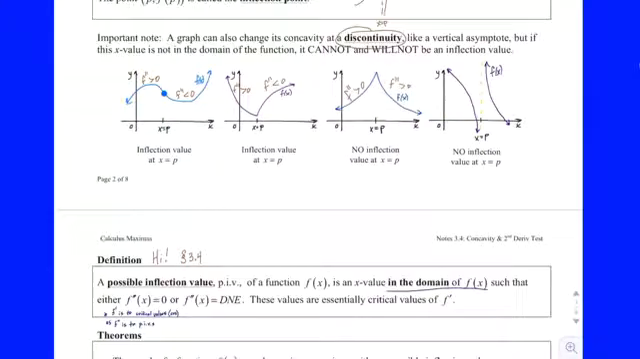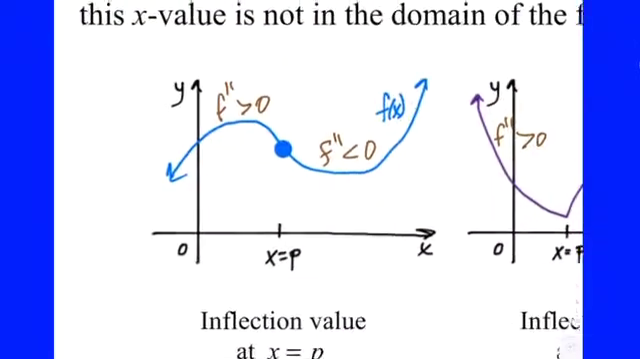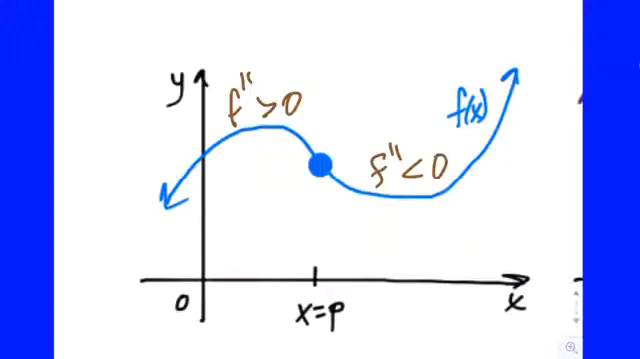So let's talk about where a graph can change its concavity. Let's come back up here. Notice we said that at x equals p, the graph changes from concave down like a frown to concave up like a cup. That means the sign of the second derivative changes from positive to negative. Well, through a continuum, if you go from a positive number to a negative number, what number do you have to pass through? 0. So right there at that point, the second derivative at p is equal to 0. So by definition, we would say that that's a possible inflection value. Now, does it actually end up being an inflection value? Yes, because the sign of the second derivative changes.